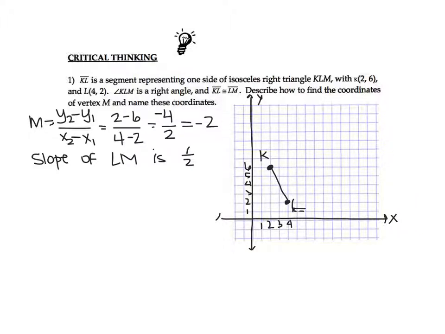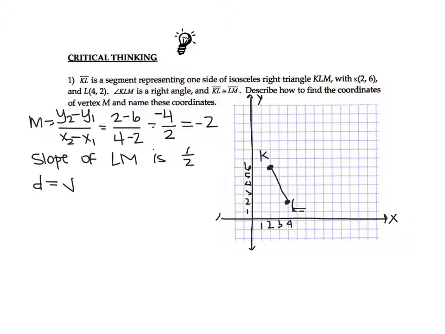And we're going to use that in a little bit. Now we also know that KL and LM are congruent, which means their line segments are the same length. It also means the distance from K to L and L to M is the same. So now I'm going to use the distance formula.